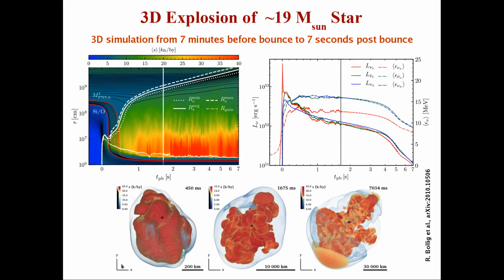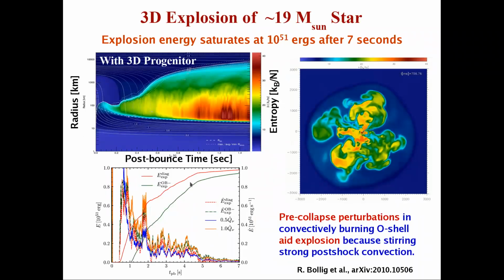The model is highly asymmetric. You see 3 snapshots: after 500 milliseconds after bounce, after about 1.6 seconds, and this is after 7 seconds. So this shock is expanding highly asymmetrically. And for the first time ever, we could run the model long enough to see the saturation of the explosion energy. And in this case, it's 1 bethe.